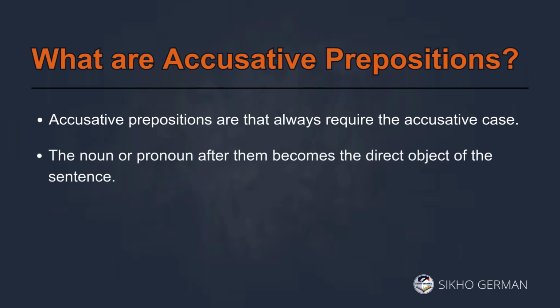This means the noun or pronoun after them becomes the direct object of the sentence, even if there's no action verb. This is very important. When you use an accusative preposition, the following noun must be in the accusative case, no exceptions. You don't need to think about whether it's a direct object. The preposition forces accusative automatically.